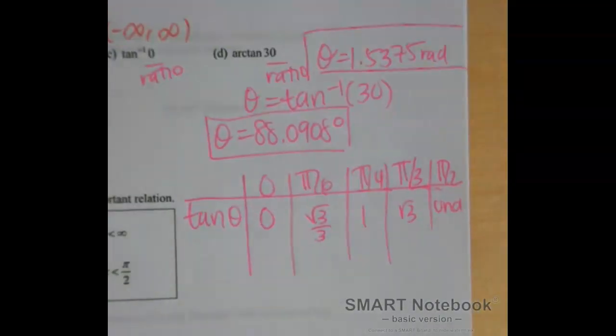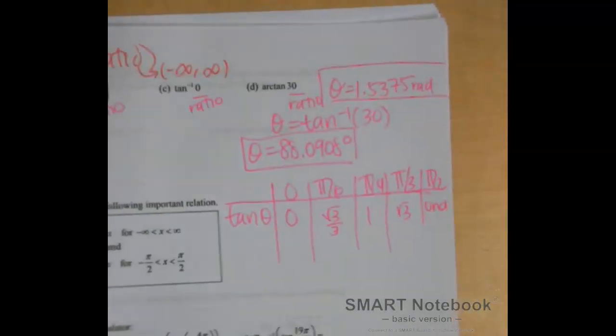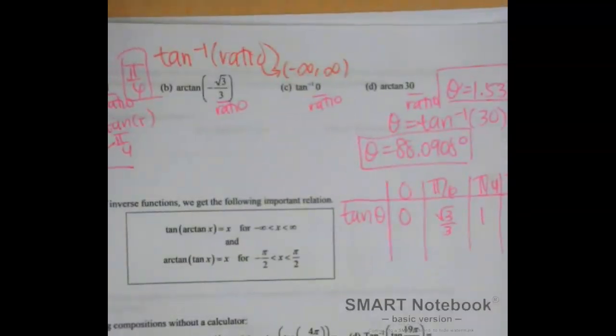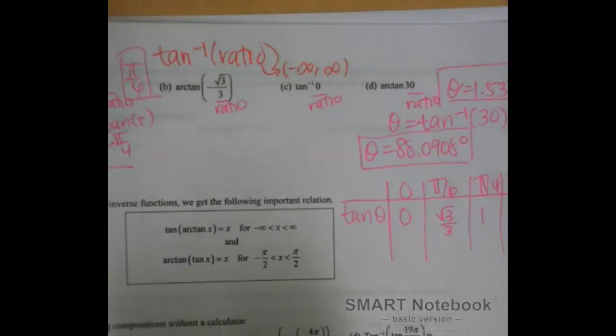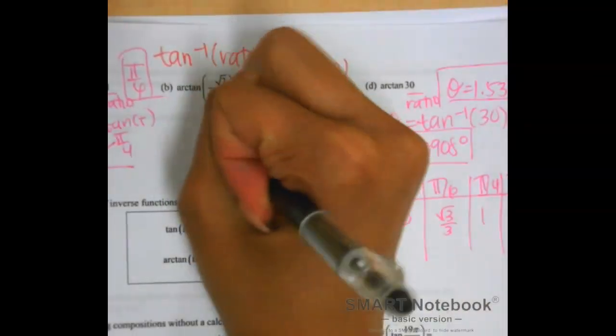All right, you guys have a brain. You have somebody next to you. Do letters B and C. I want you guys to try it first because we're about to do the ones below it. Okay, for letter B, Heidi, what did you get for your answer here? Negative pi over 6. That's exactly it.